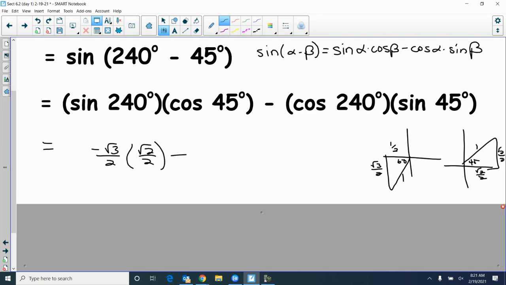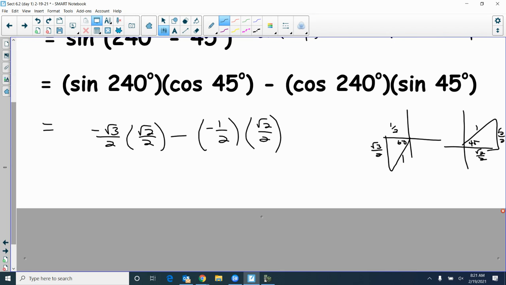Minus cosine of 240, which is negative 1/2, times sine of 45 degrees, which is square root of 2 over 2. Now we just need to simplify a little bit. And so it's going to be negative square root of 6 over 4 minus a negative, which is a plus, square root of 2 over 4. These are all going to have very similar formats, okay? And now it just depends on how you want to write it. I would normally write the positive part first, square root of 2 minus square root of 6 over 4.